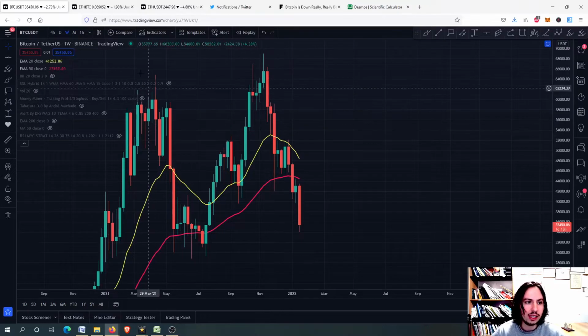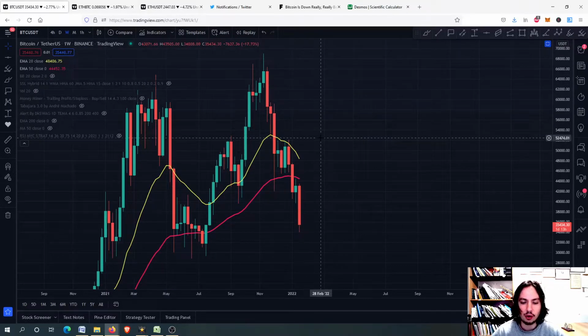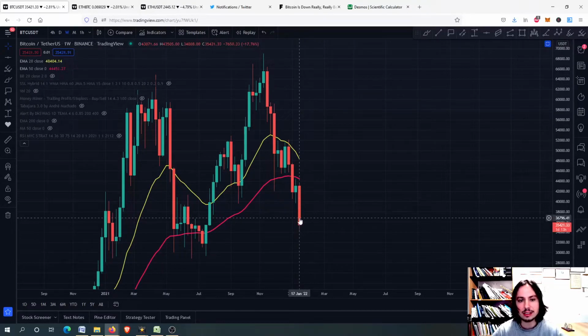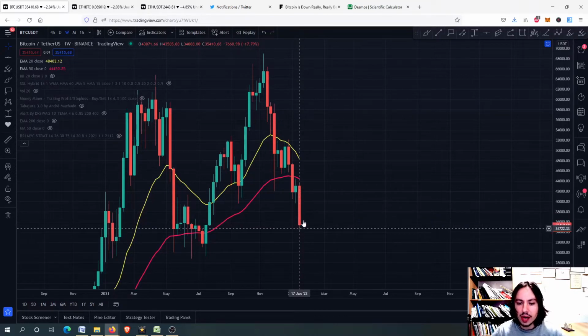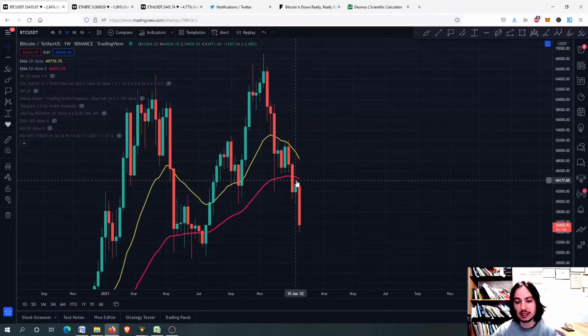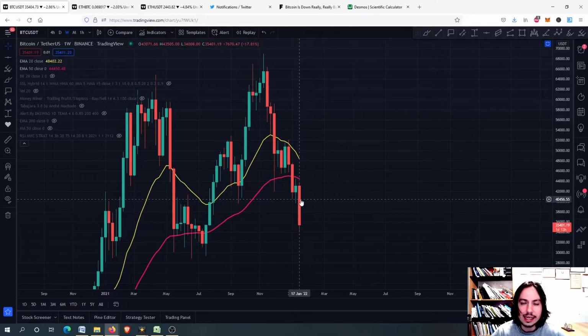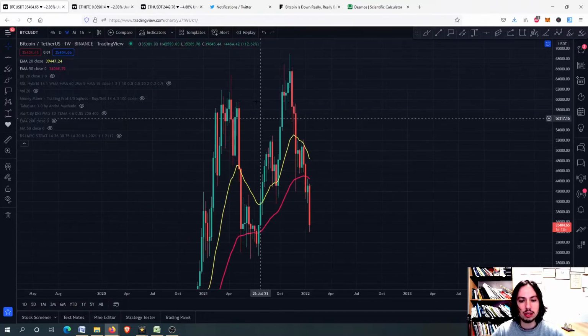Let's go right now into the Bitcoin chart right here. On the weekly frame, we have this major crash of -17% to -18%. We even touched the 20, almost -20% in just 1 week. This is a huge correction going on. Bitcoin is going further down and it doesn't stop.